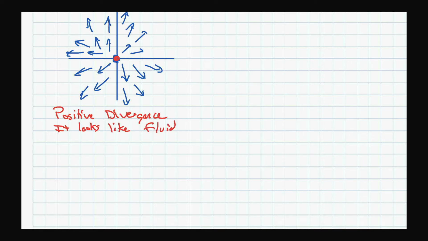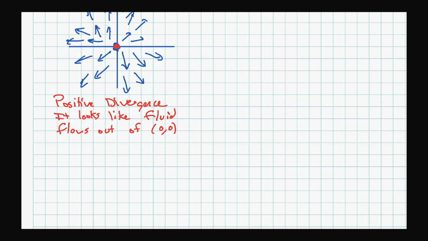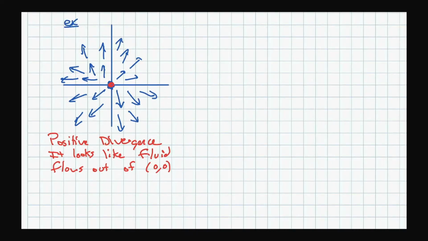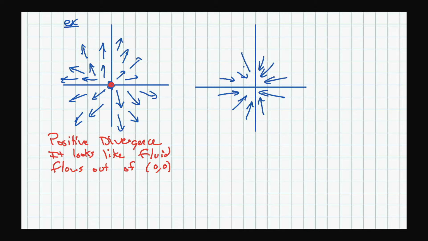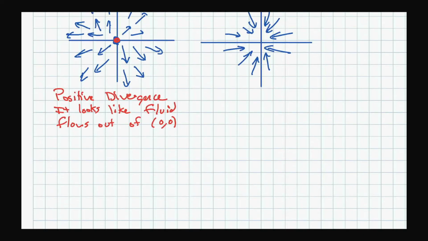I'll say fluid flows out of 0, 0, right? Nothing is heading in to 0, 0, only out of 0, 0. Whereas if you take kind of the opposite kind of shape, where you've got your field lines all flowing into a point, right? That would be negative divergence, where you have fluid flowing into a point.